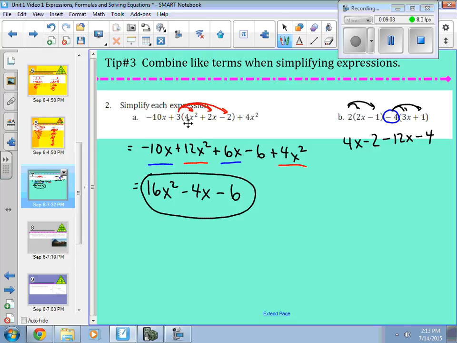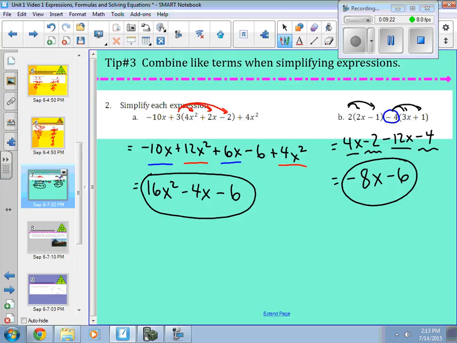All right, next, we need to combine any like terms. We got some like terms here. There's a 4x and a negative 12x. That gives us negative 8x. And then we have negative 2 and negative 4, which is negative 6. That's the final answer.